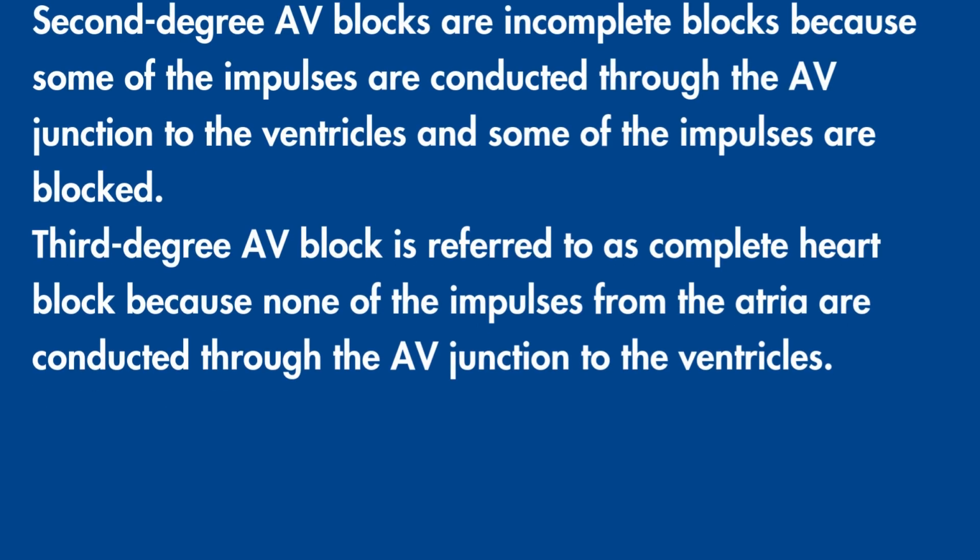Second-degree AV blocks are incomplete blocks because some of the impulses are conducted through the AV junction to the ventricles and some of the impulses are blocked. Third-degree AV block is referred to as complete heart block because none of the impulses from the atria are conducted through the AV junction to the ventricles.